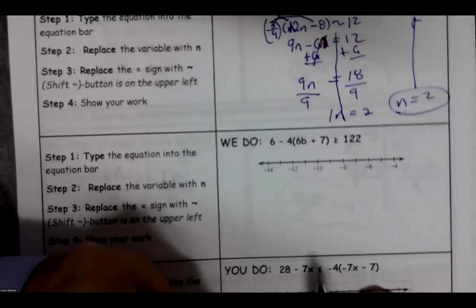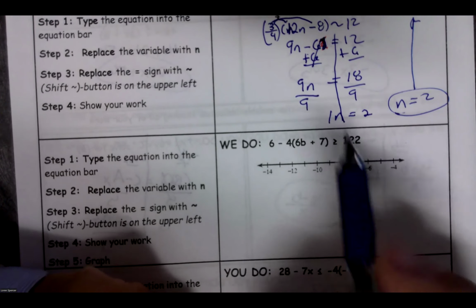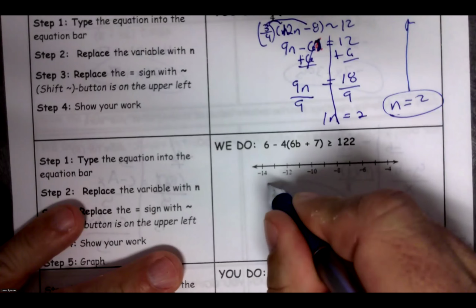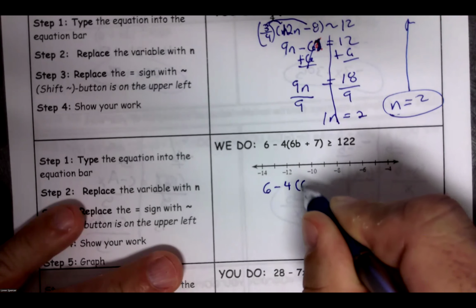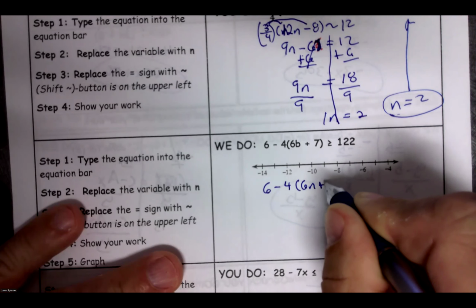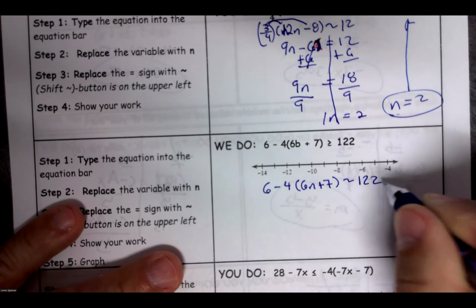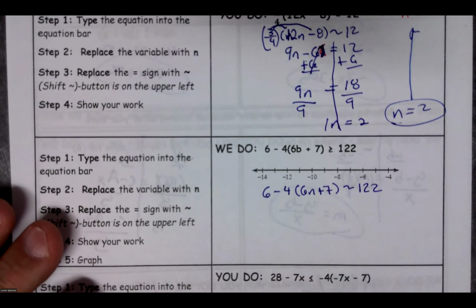All right, inequalities. Now we have some limitations when we do this with Desmos. We can actually put an inequality into Desmos, but we're going to solve this the same way. So we have 6 minus 4 parentheses 6n plus 7 close parentheses, a squiggle, and 122. All right, so switching back over to Desmos.